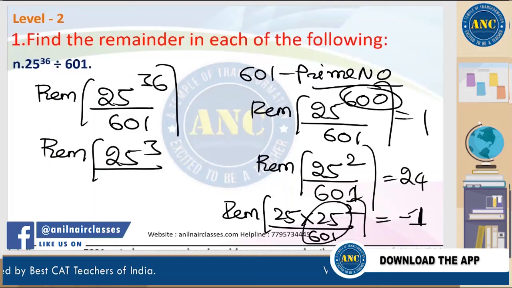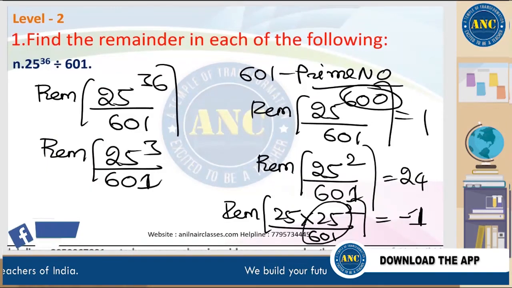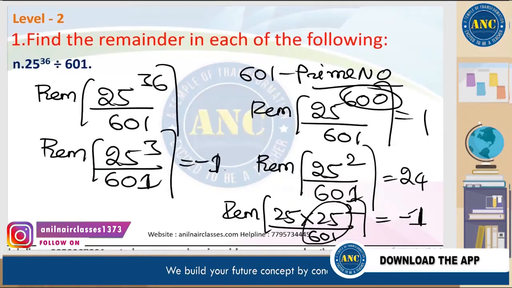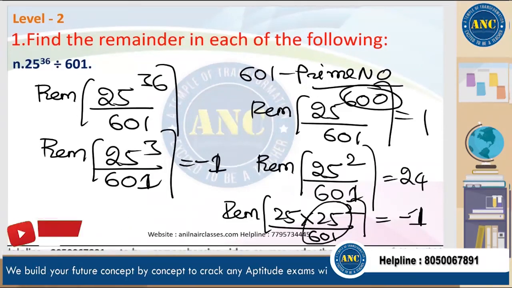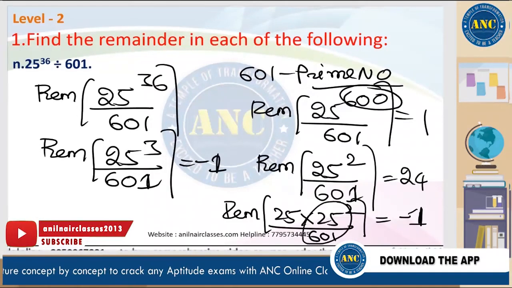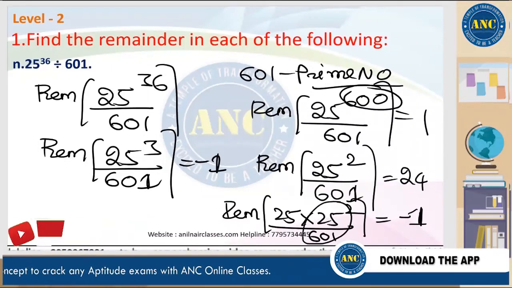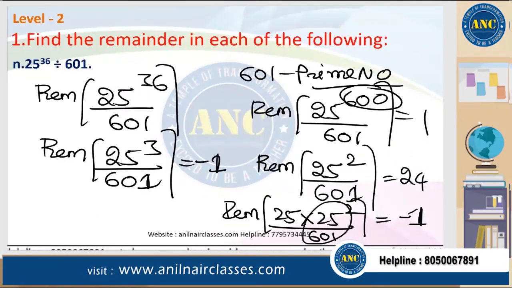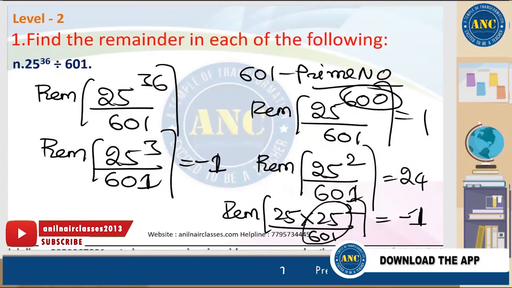Your concept should tell you that near some values you will get minus 1. Otherwise you will keep thinking that it is a difficult question. It is not. It is a difficult question only for a student who does not know the concept. Or to be very blunt, it is a difficult question for a student who is not part of the enrolled course.